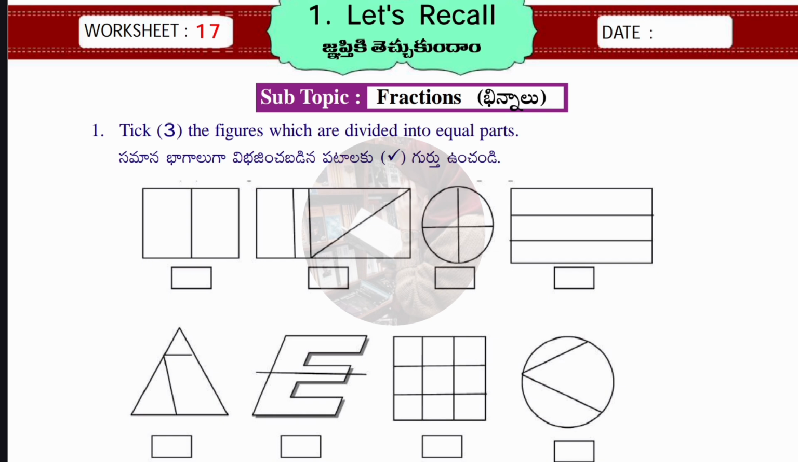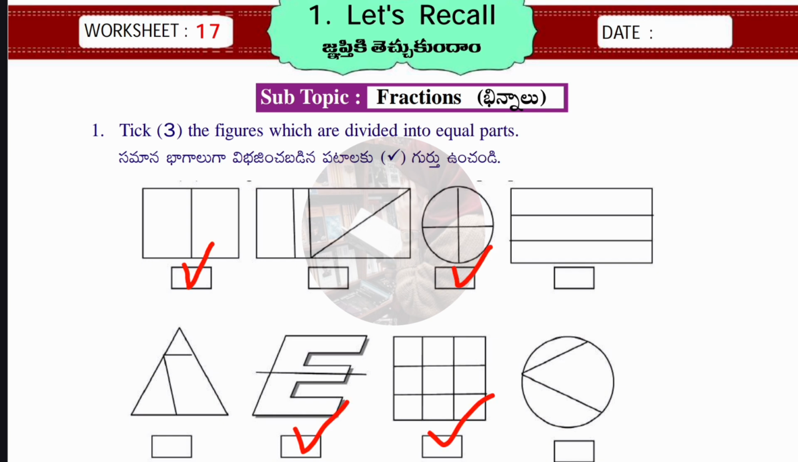Now we'll move to the next worksheet, that is worksheet number 17. Here the subtopic is fractions. Okay, means part. Okay, let's see. First one is pick the figures which are divided into equal parts. So here four pictures are given. Now we have to take those figures which are divided into equal parts.